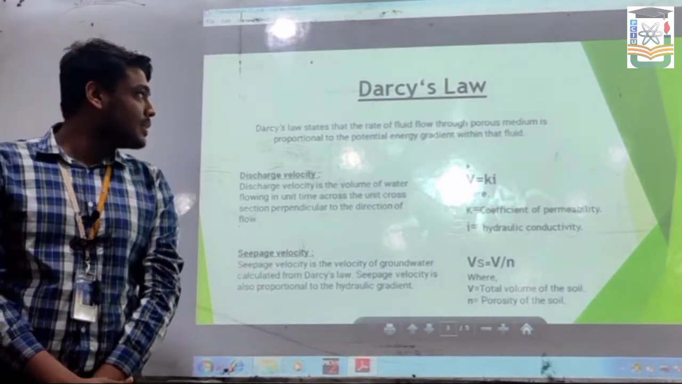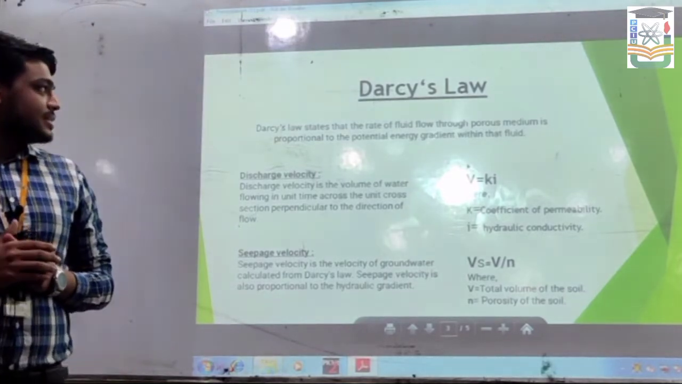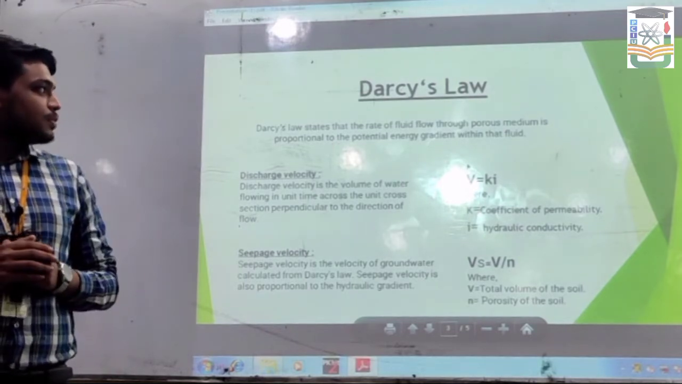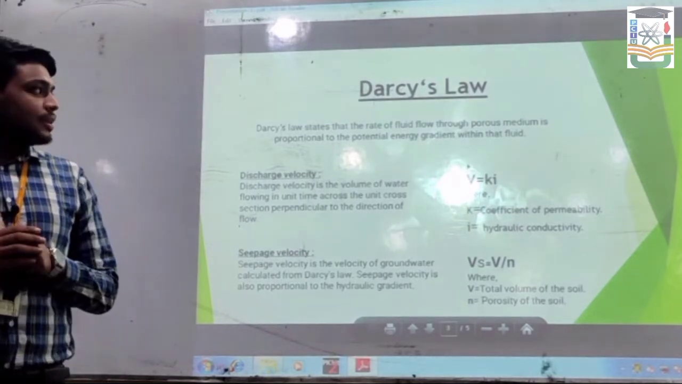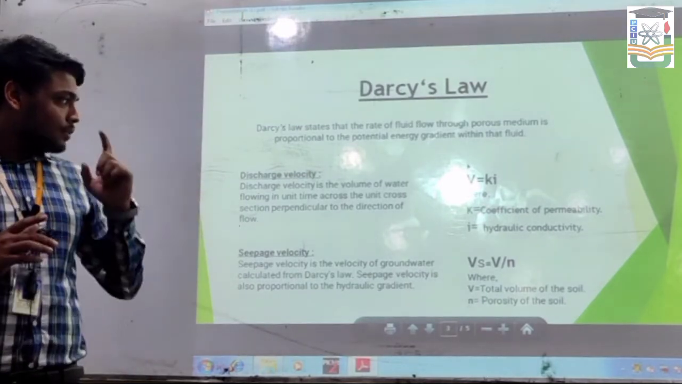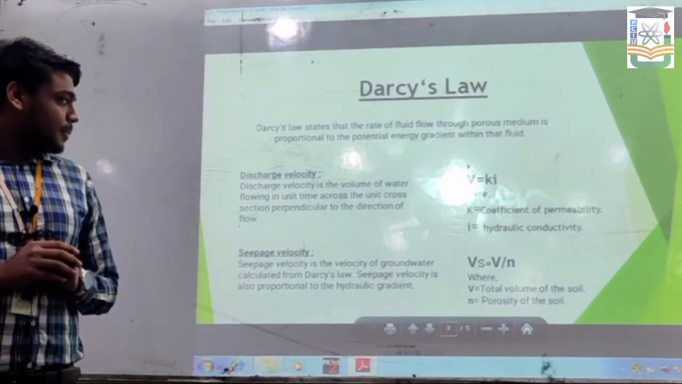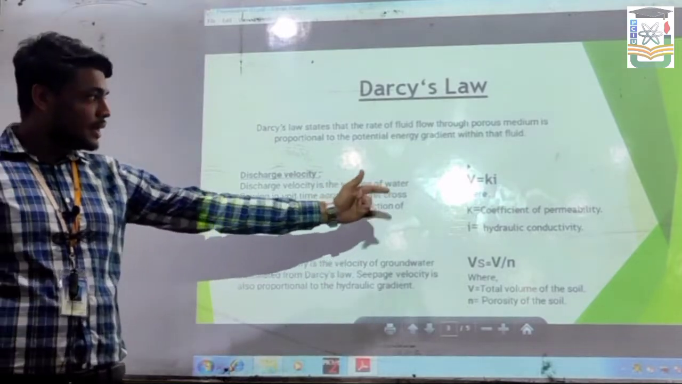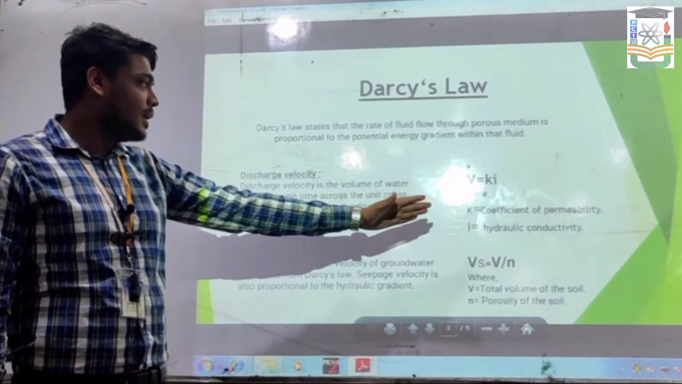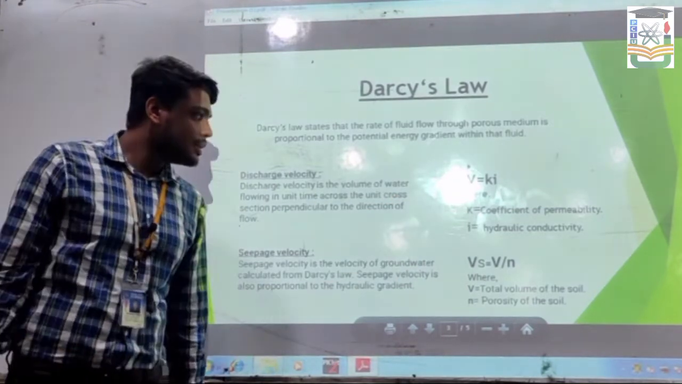Today I am going to discuss discharge law, discharge velocity and seepage velocity. Discharge law states that the rate of fluid flow through a porous medium is proportional to the potential energy gradient within that flow. Discharge velocity is the volume of water flowing in unit time across a unit cross section, in the direction of flow. Here we can see the equation of discharge velocity: V is equal to Ki, where K is the coefficient of permeability and i is the hydraulic gradient.